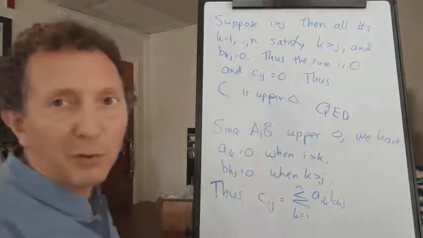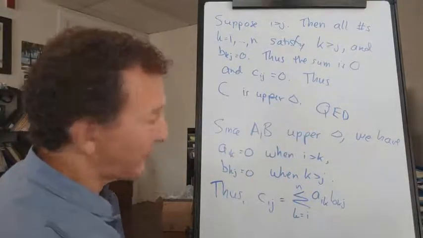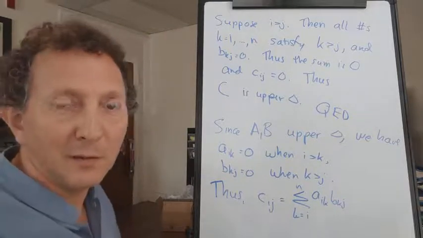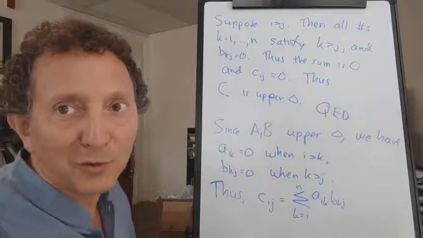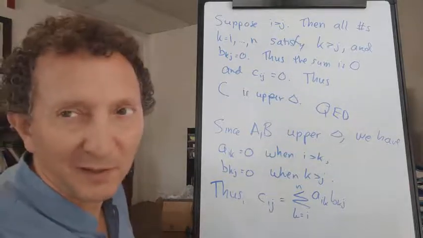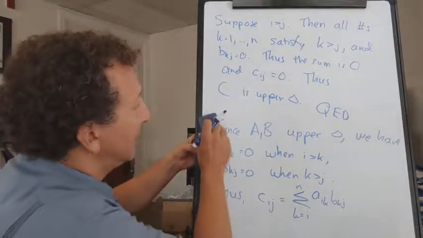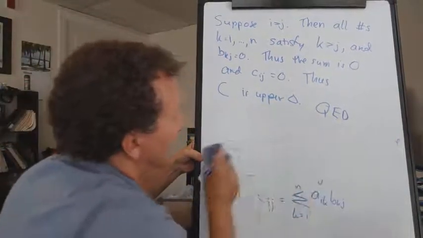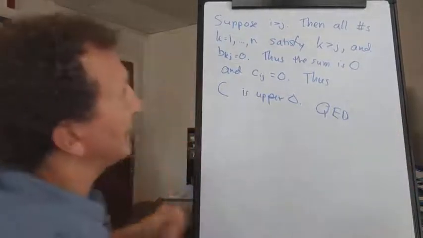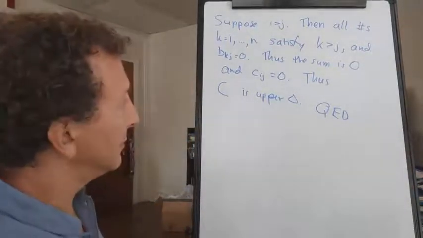Sometimes at the end of a proof we write QED, which is Latin for something like "this has been demonstrated." In Italian it's "questo è dimostrato." But I don't speak Latin, so I can't say the Latin for you. So if the matrices A and B are n by n upper triangular, then their product is also.